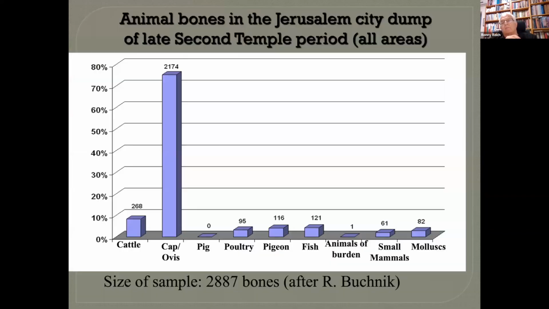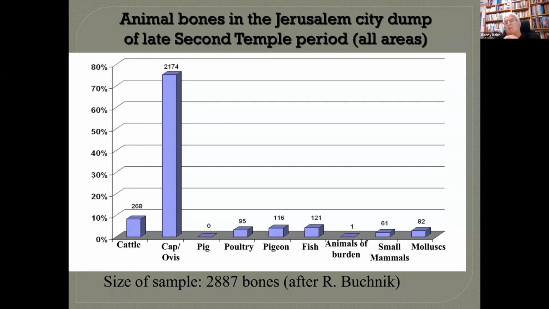Let's continue next. And you can see here from another student of mine, Ram Buchnik, who, in collaboration with my colleague, Professor Bar-Oz, a zoologist, studied the animal bones found in the city dump of Jerusalem. This is just one diagram of his. And you can see here what he has found: 2,887 bones. This is on the bottom.